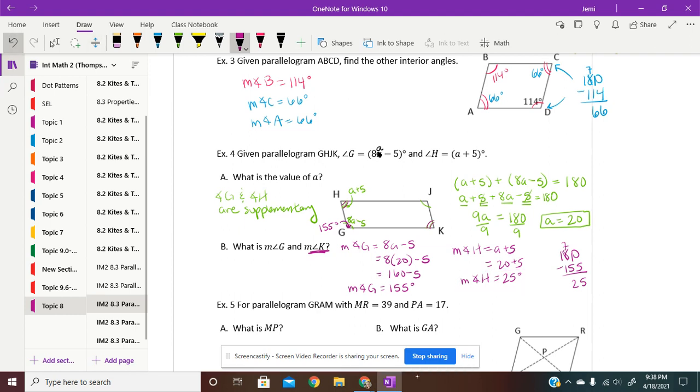That's not my final answer. I don't want angle H, I want angle K. So I'm going to rewrite this. Measurement of angle K is equal to 25 degrees. Definitely want to answer the question that I'm asked.